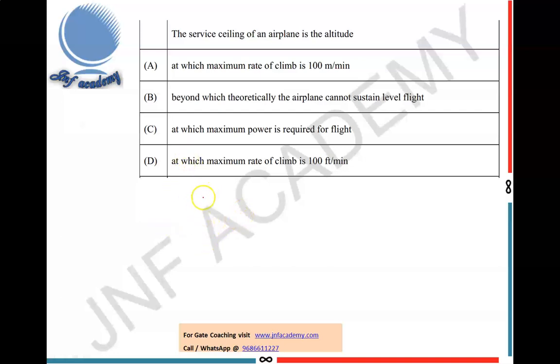The definition of service ceiling is an altitude at which the aircraft's maximum rate of climb will be 100 feet per minute. Okay, it is given 100 meter per minute, so don't jump into that. Actually it is 100 feet per minute. So option D is the right answer. That's the definition of service ceiling. Basically, the altitude at which the aircraft's maximum rate of climb will be 100 feet per minute, because as you all know, as altitude increases, the rate of climb will decrease, right? So altitude and rate of climb are inversely related.